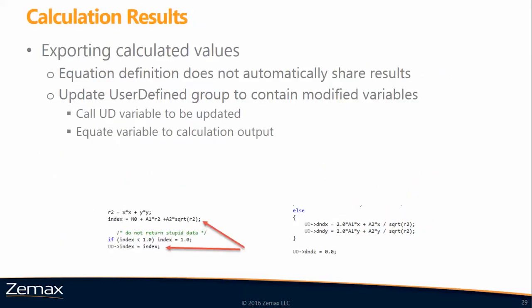Once we have calculated a value or function to be used in OpticStudio, we must actively export it to the program. The user-defined data group does not automatically update, so we first call the variable we wish to update, in this case UD, followed by index, and then equate it to our calculation result, again using index, which was calculated a few lines above.